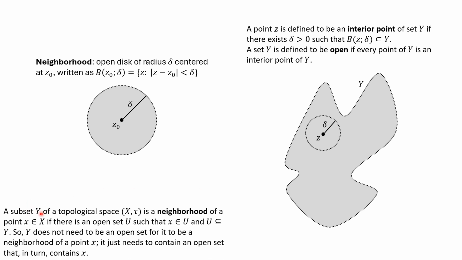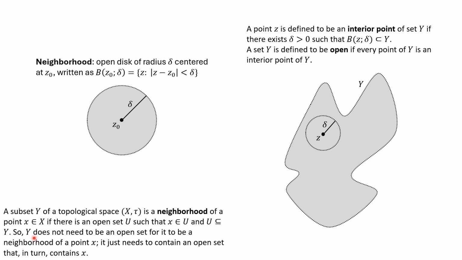Now we have a little bit more general definition of neighborhood, which we're not going to use as far as I can recall in future lessons, but I thought I'd give it here for completeness. A subset y of a topological space X, and in our case that'll be the complex plane, is a neighborhood of a point x if there is an open set U such that x is in U and U is a subset of y.